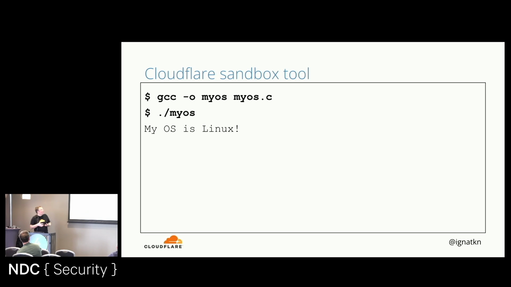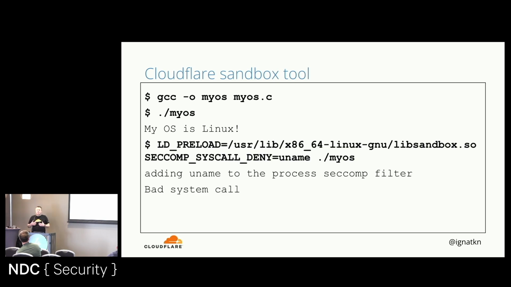Again, let's go back to our example of the non-modified myOS application. We still recompile it just in case, to verify it works as intended. To sandbox it through our toolkit, you don't need to link it to the library, but you need to somehow ensure that the library is loaded into the process address space. And you can usually do it with LD preload.